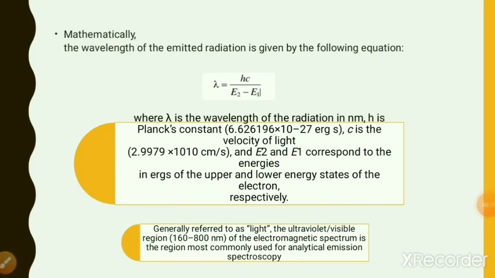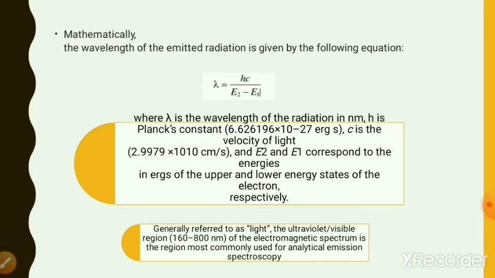So mathematically, the wavelength of the emitted radiation is given by the following equation: lambda equals hc divided by the difference between the higher and the lower energy levels of the electron. Here h is the Planck constant, which has the value 6.626196 times 10 to the power minus 27 erg second. c is the velocity of light, the value is 2.99793 times 10 to the power 10 centimeter per second. E2 and E1 correspond to the energy in ergs of the upper and lower energy states of the electron respectively. In atomic emission spectroscopy, the UV-visible region of the EMR spectrum is used for detection.